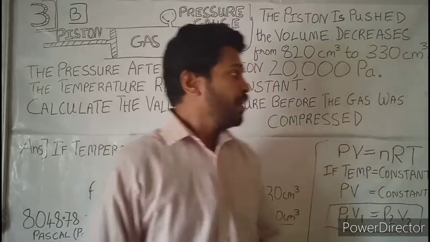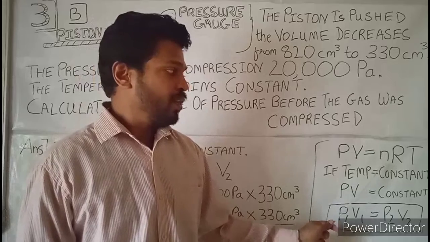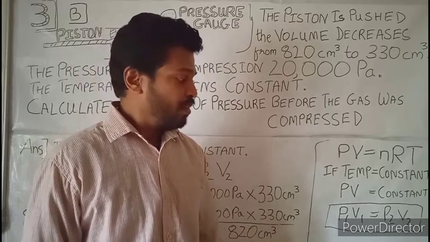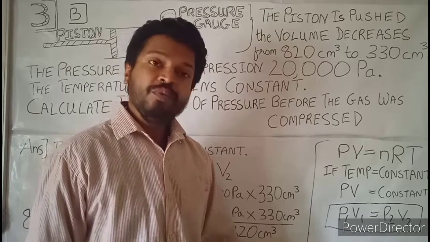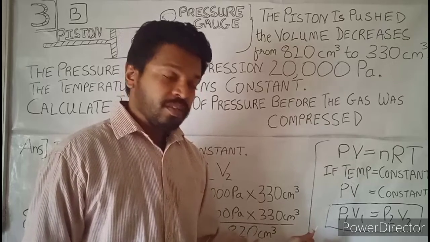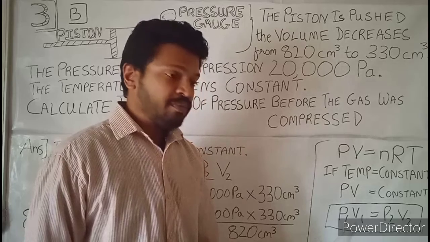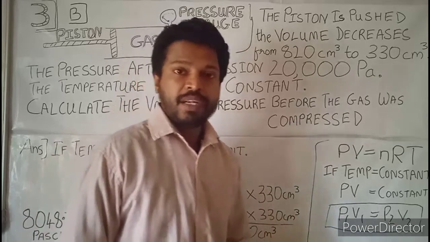Like you are already aware, PV is equal to nRT. Okay, if temperature is constant, then PV remains constant. So that is how we get P1 V1 is equal to P2 V2. Okay, so this was the physics. We had derived this formula directly, P1 V1 is equal to P2 V2. This you have to write in the mathematical equation.